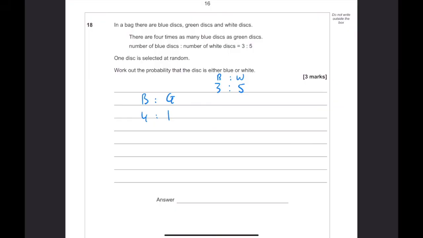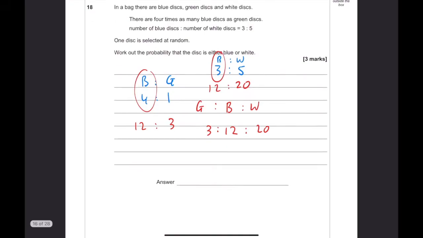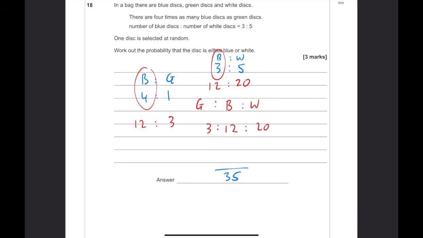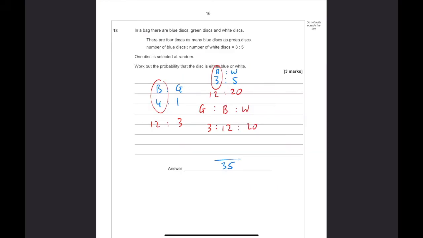So what we want to do here is combine these two ratios into one. Because blue is our common factor, we'd put blue in the middle, white to the right and green to the left. Doesn't matter what order that is. But to get the blues the same, we can make them both 12, for example, which is going to involve multiplying the left one by 3 and the right one by 4. So blue is 12, white is 20 and green is 3. So from here, the total of them all is going to be 35. So that's going to be the bottom of our fraction as a probability. And because we're after blue or white, that is going to be 32 out of 35.